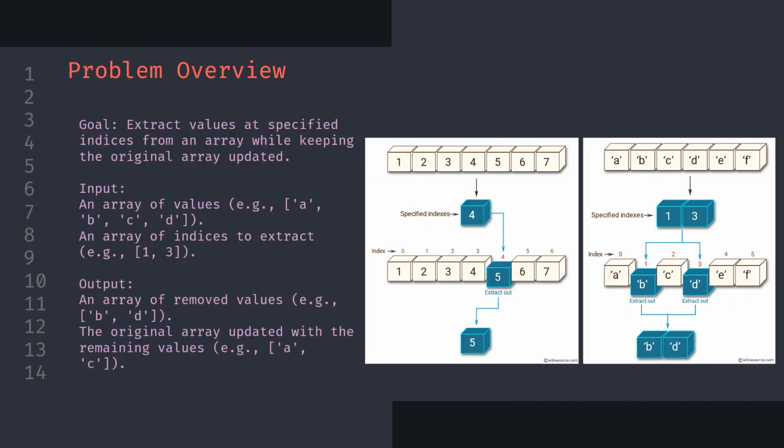The problem is straightforward. We are given an array and a list of indices. The task is to remove the elements at those indices and return them in a separate array, and update the original array with the remaining elements. This technique can be particularly useful when processing or filtering data dynamically.